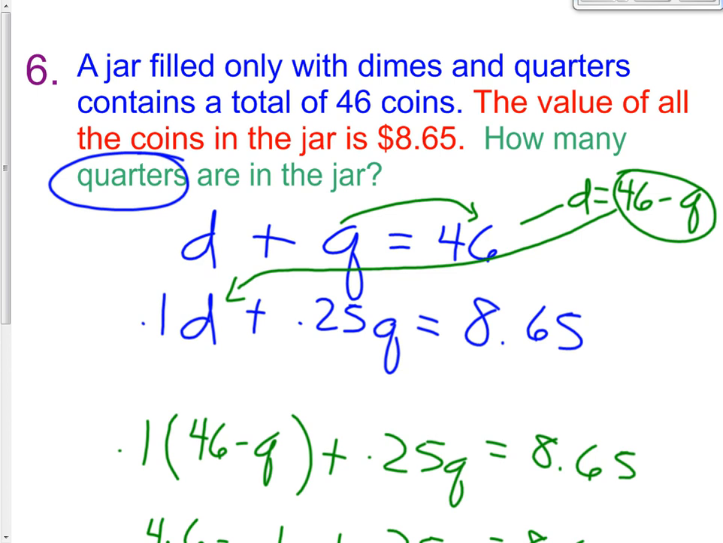Again, if you had to find dimes, well, you know that they add up to equal 46, so you could just take 46 minus your quarters.